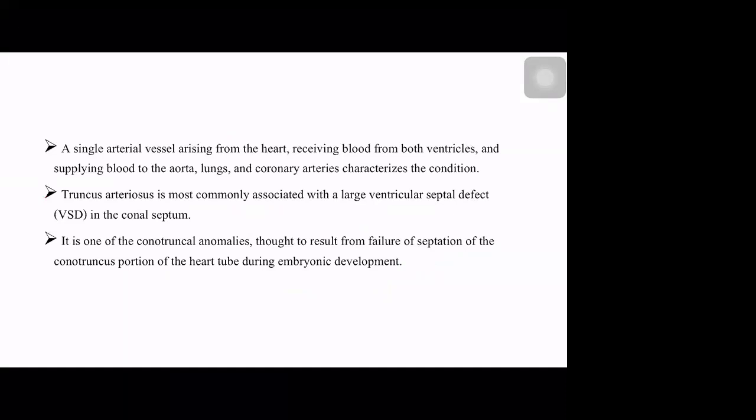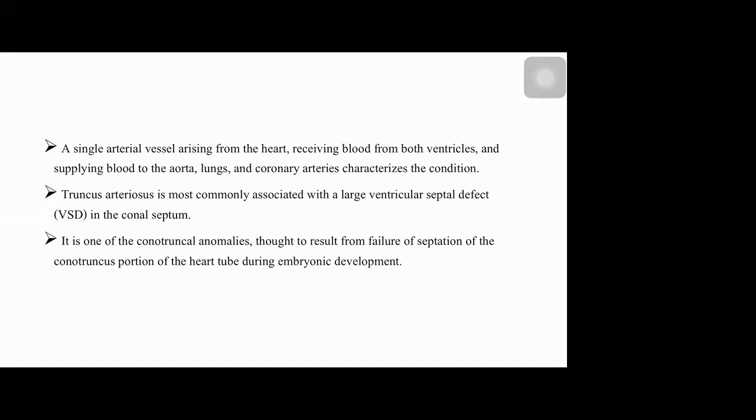How is it defined? A single arterial vessel arising from the heart, receiving blood from both ventricles and supplying blood to the aorta, lungs, and coronary arteries characterizes the condition persistent truncus arteriosus. So, truncus arteriosus is a condition where a single blood vessel supplies the aorta, lungs, and the coronaries.